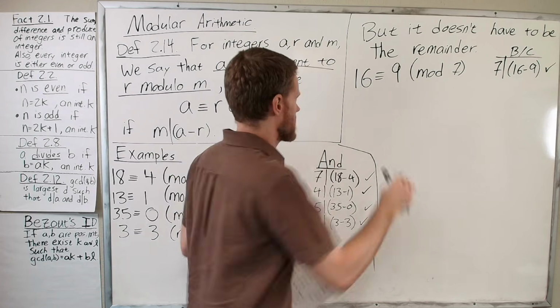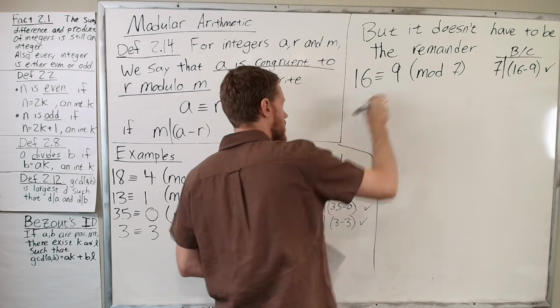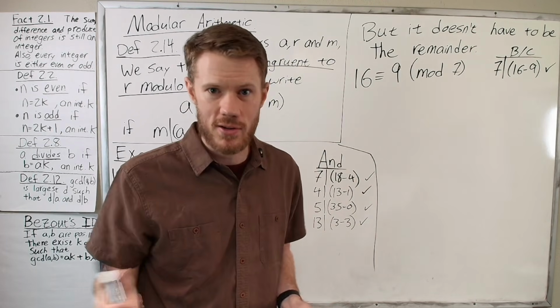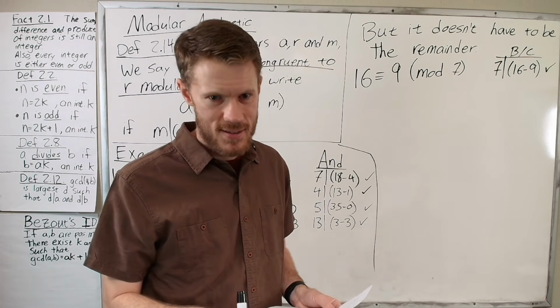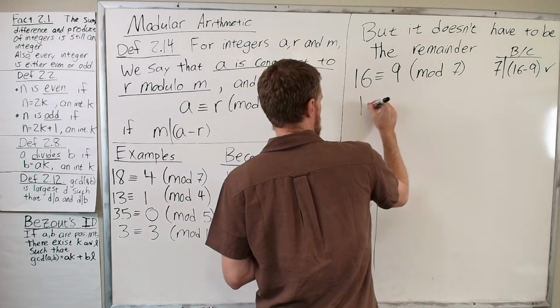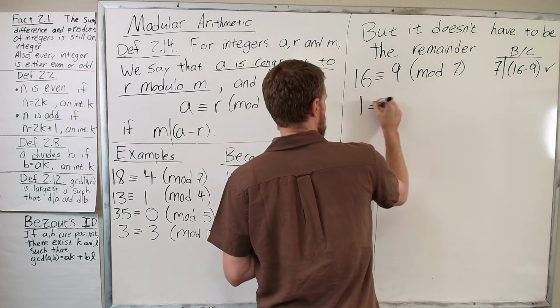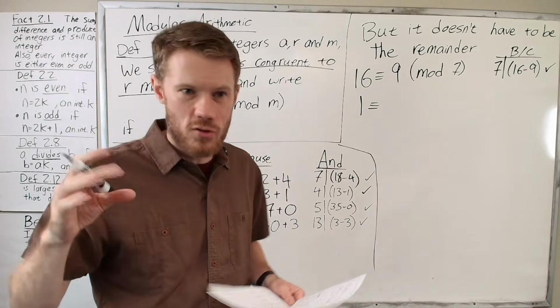Okay? 16 would not be congruent to 8 mod 7. I would have to put a line through it. It is not congruent to 8 because they have different remainders when divided by 7, 2 and 1. Make sense? Okay. So it really is all coming back to remainders, but you just have to kind of expand your brain a little bit here.